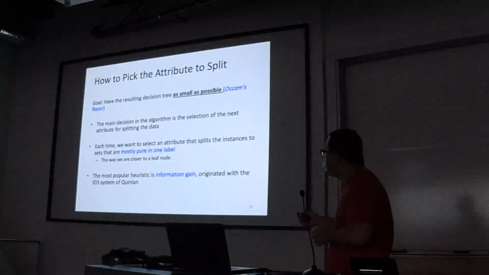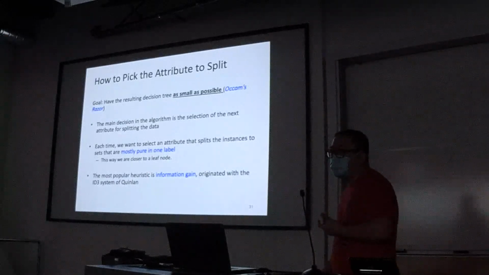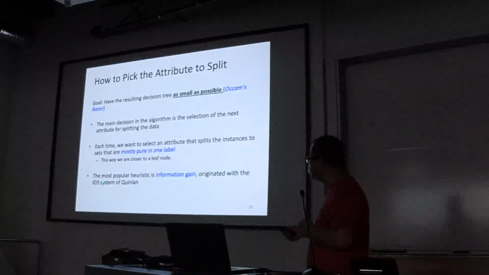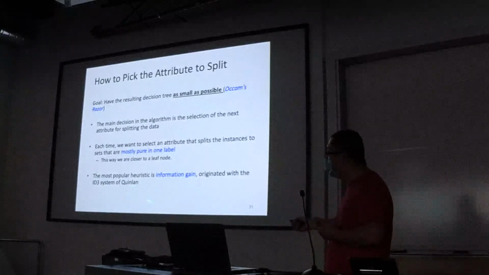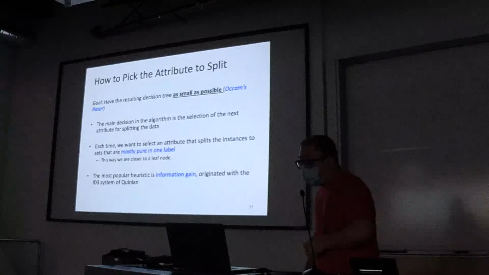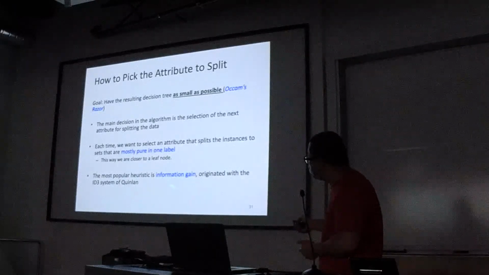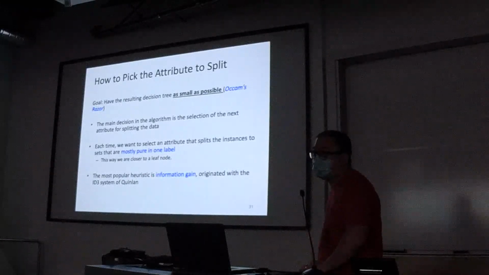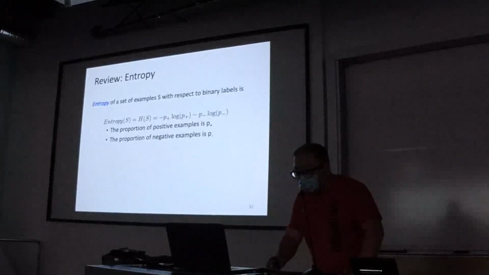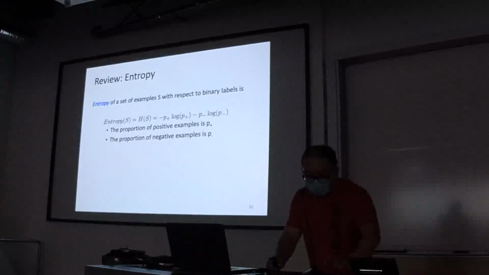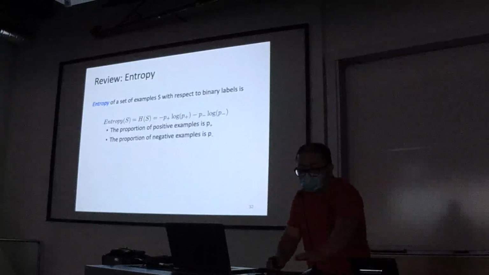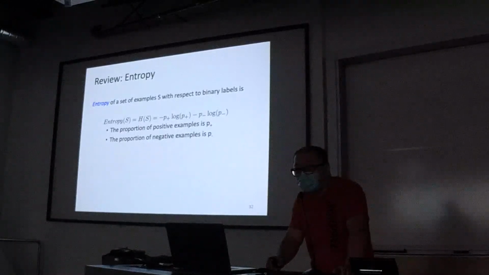So we're going to first talk about the information gain. Information gain originated with the ID3 algorithm. It was invented by Quinlan. But later we'll see that there are actually other alternatives. It's not necessary to only use information gain. So what is information gain? It is based on a fundamental concept in information theory called entropy.